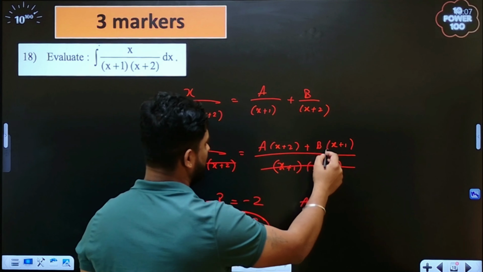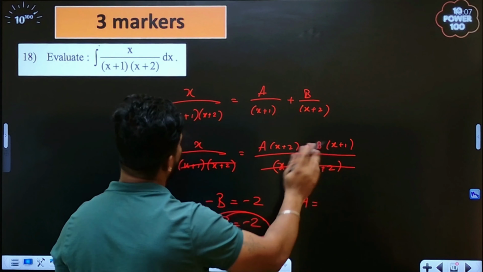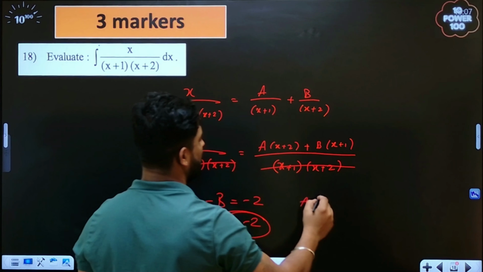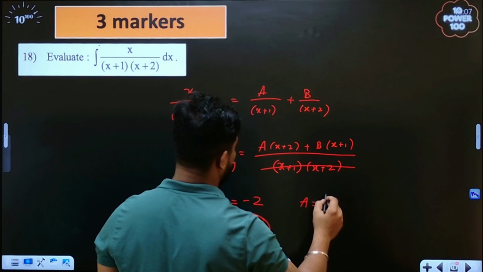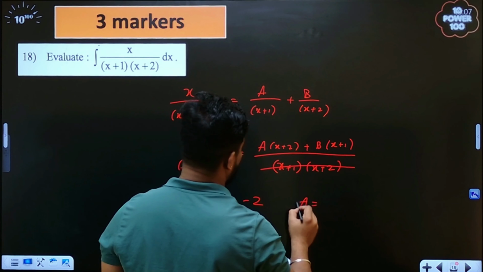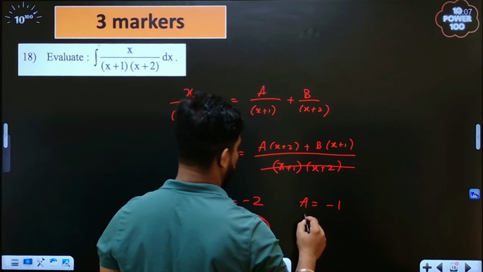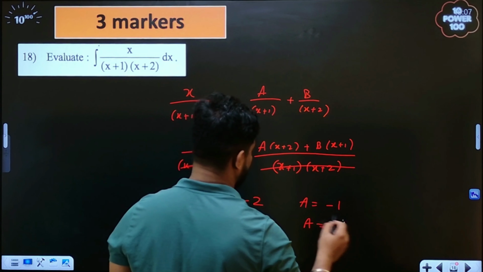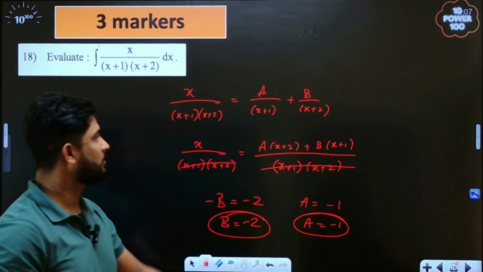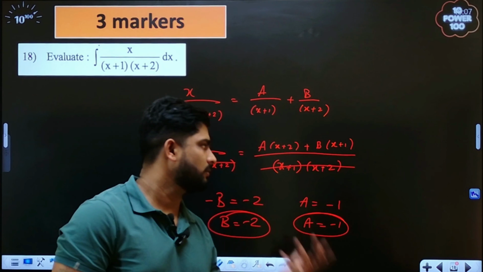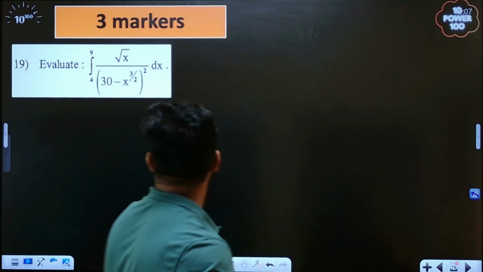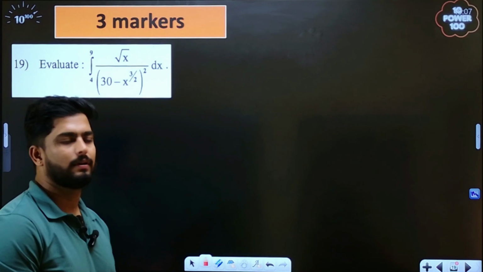Now let's take x is equal to minus 1. If I take minus 1, it's correct. Minus 1, so this becomes 0. So a is equal to 1 minus 1 plus 2 minus 1, so a is equal to minus 1 and b is equal to minus 2. If you substitute here, you get the answers. So very simple, I'm not going to do that. This question is a good question.